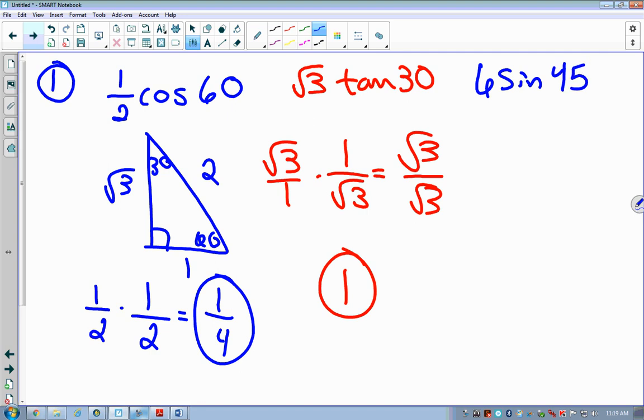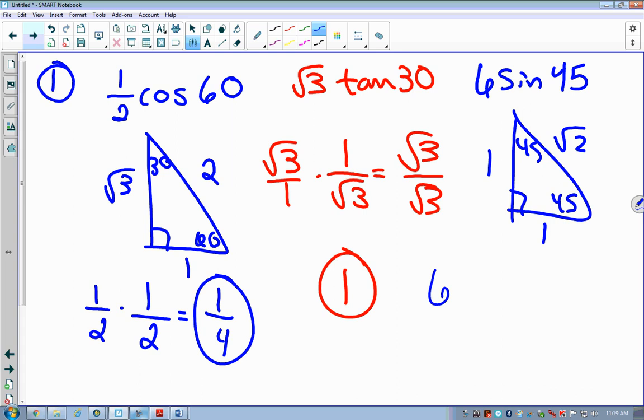Okay, finally, I have 6 sine 45. Do I need to draw a new triangle? Okay, 45, 45, 90. What are my ratios? 1, 1, radical 2. What is sine? Opposite over hypotenuse. What is opposite to 45? 1. What is hypotenuse? Radical 2. So that's going to give me 6 over radical 2, correct?